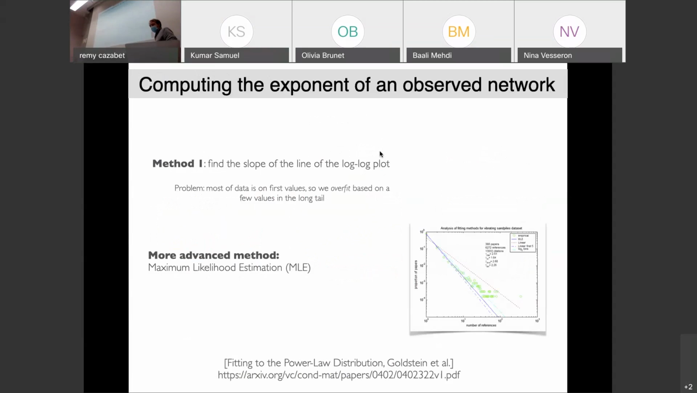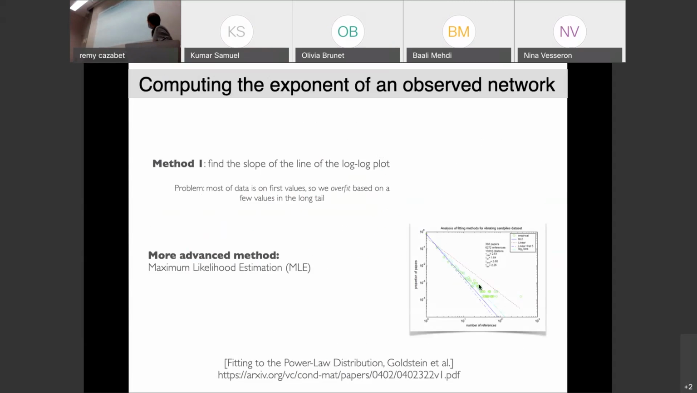Okay, so finally, I want to find, I already introduced the problem of finding the slope of the line of the log-log plot. Because if you find this slope, you can find the exponent. So your goal is to find the exponents to know if it's below 2, if it's between 2 and 3, or if it's above 3, to know what you can say about your distribution.